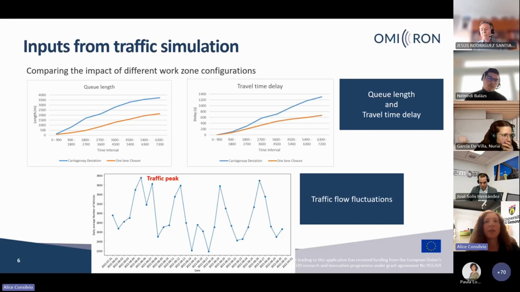We have also to consider the traffic flow fluctuations. So if we consider the average traffic flow in the different days of the month, we will have some traffic peaks that we would like to avoid. So basically in the planning, we would like to plan work zones in the off-peak days, avoiding the traffic peak days.